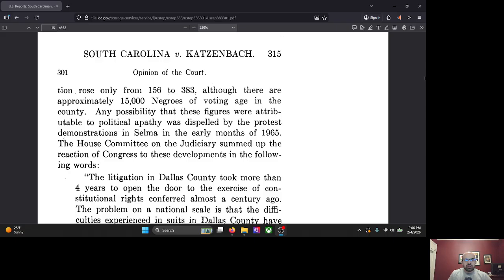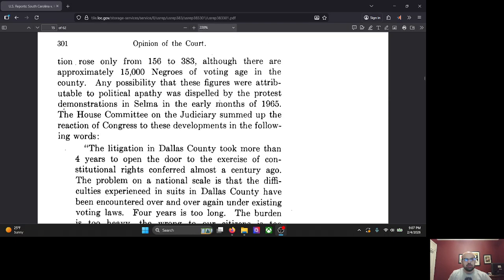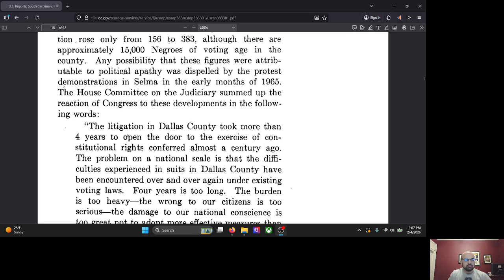Any possibility that these figures were attributable to political apathy was dispelled by the protest demonstrations in Selma in the early months of 1965. The House Committee on the Judiciary summed up the reaction of Congress to these developments in the following words.